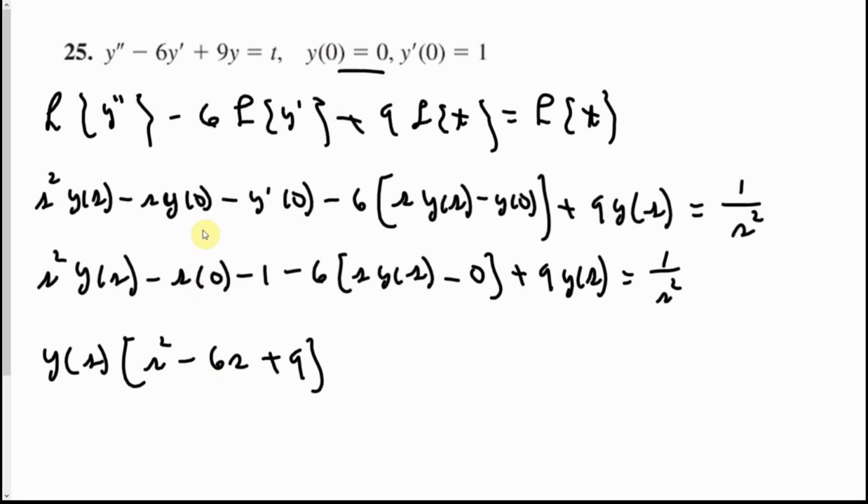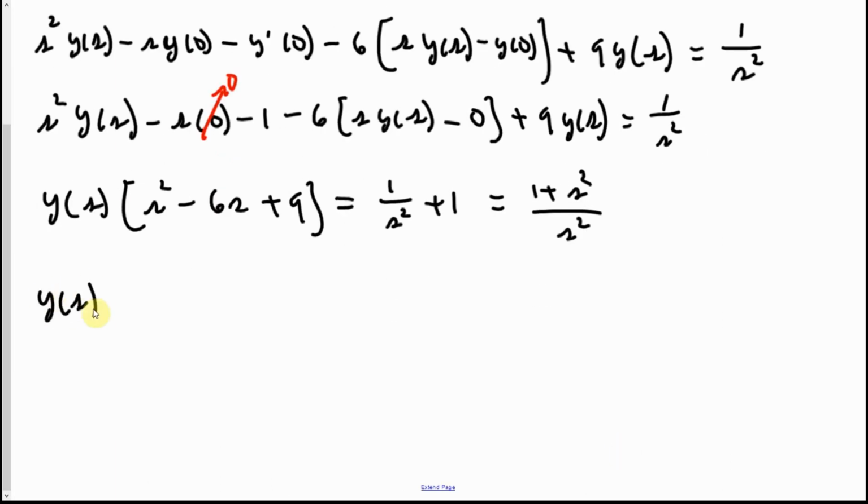So this guy is just 0. So I don't confuse myself, so 1, 2, 3, 4 terms. 1, 2, 3, and then that 1 there. I'm going to add that 1 to both sides. So this is equal to 1 over s squared plus 1, which is 1 plus s squared over s squared. Okay, so this is now y of s times s minus 3 squared is equal to 1 plus s squared over s squared.